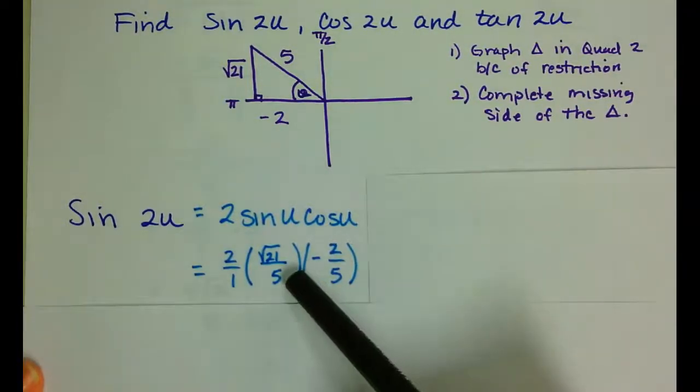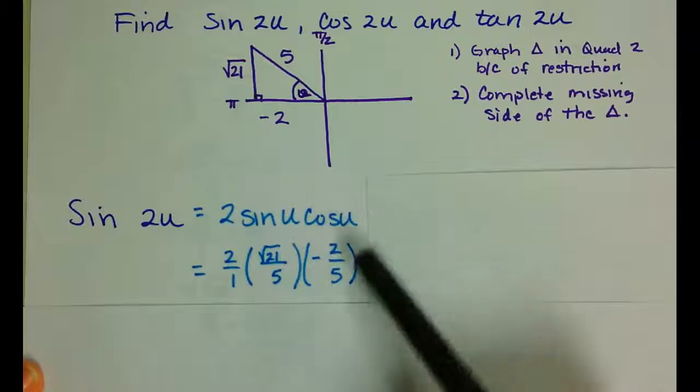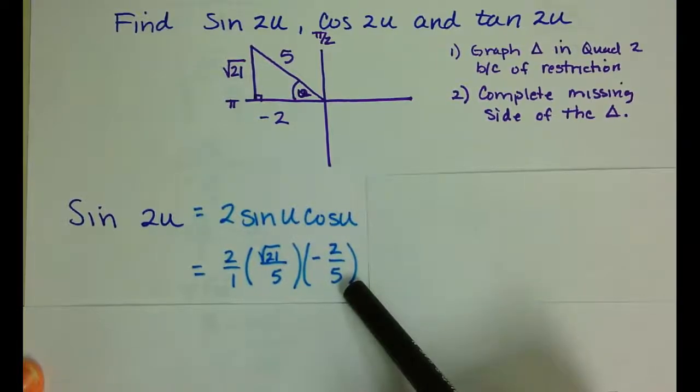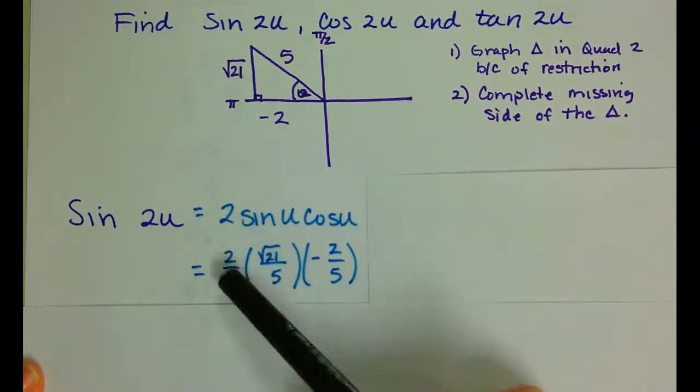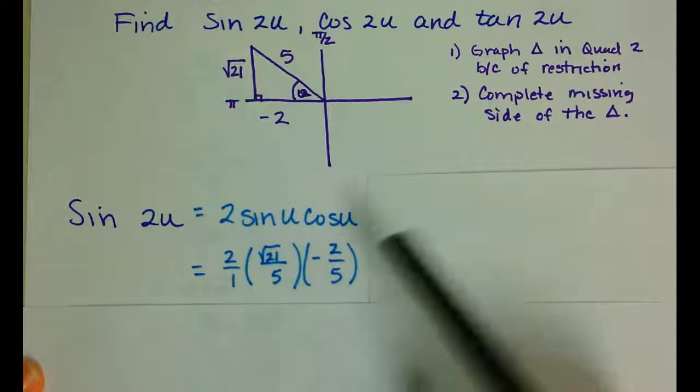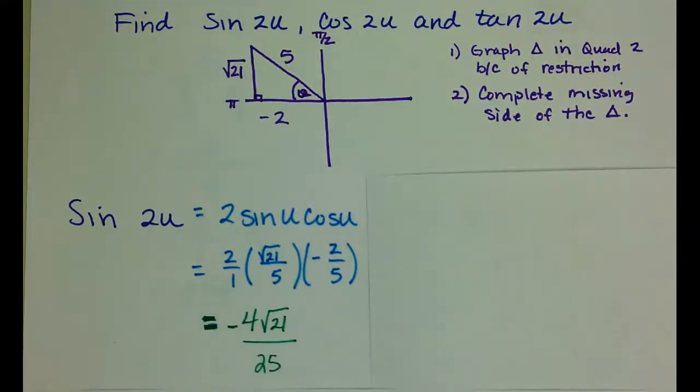So sine is square root of 21 over 5. Cosine is -2/5. Don't forget to multiply it by the 2 right here. So I'm multiplying everything in the top, everything in the bottom, and I get 4 root 21 over 25. And so that's sine of 2u.